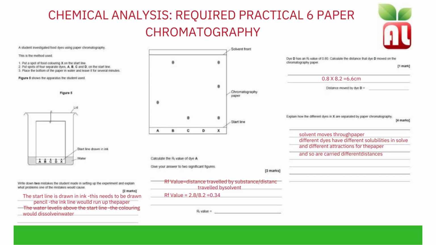Explain how different dyes are separated by paper chromatography. A solvent moves through the paper. Different dyes have different solubilities in the solvent, and therefore different attractions for the paper, and so are carried different distances.